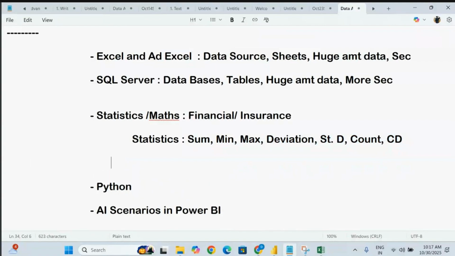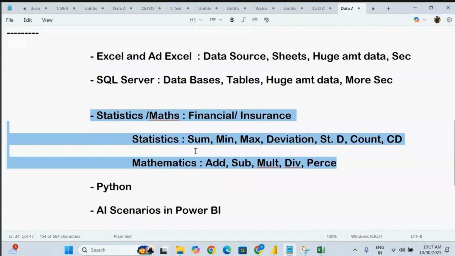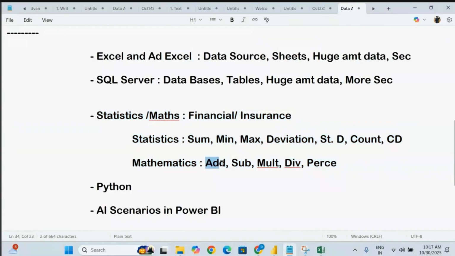And the next one is mathematics, where you don't need to do much hard work. There is addition, subtraction, multiplication, division, and percentage. These are some of the topics you need to understand. But do we really need to study all this? You don't even need to know the definition of addition, subtraction, or deviation.